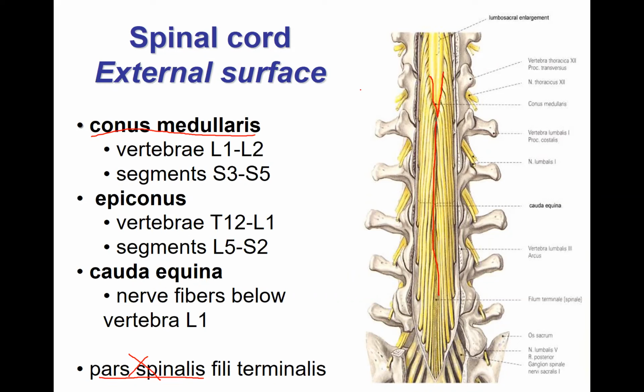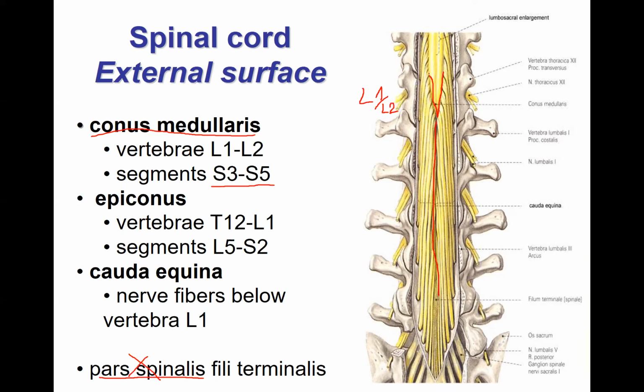And it's at the level of L1, and at the level of the intervertebral disc L1, L2. And you can see the segments here, S3 to S5. So in case we have a problem here, then these segments are affected, and we will talk about the syndrome of conus medullaris then.